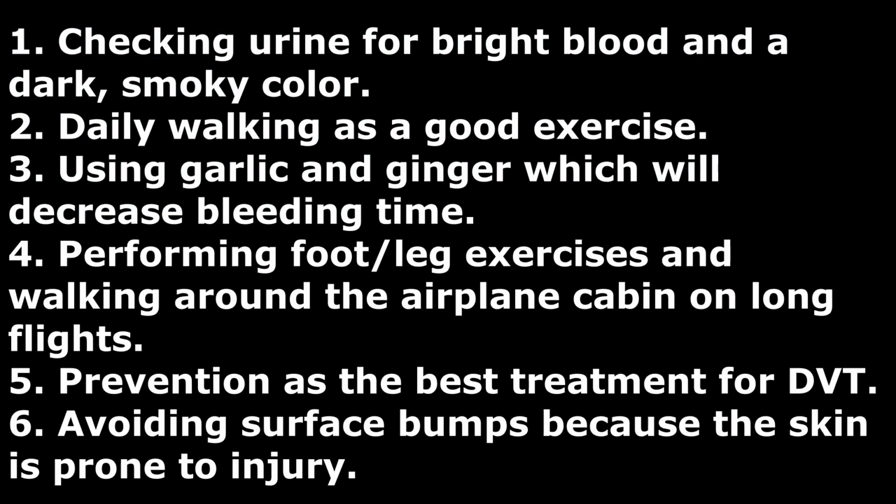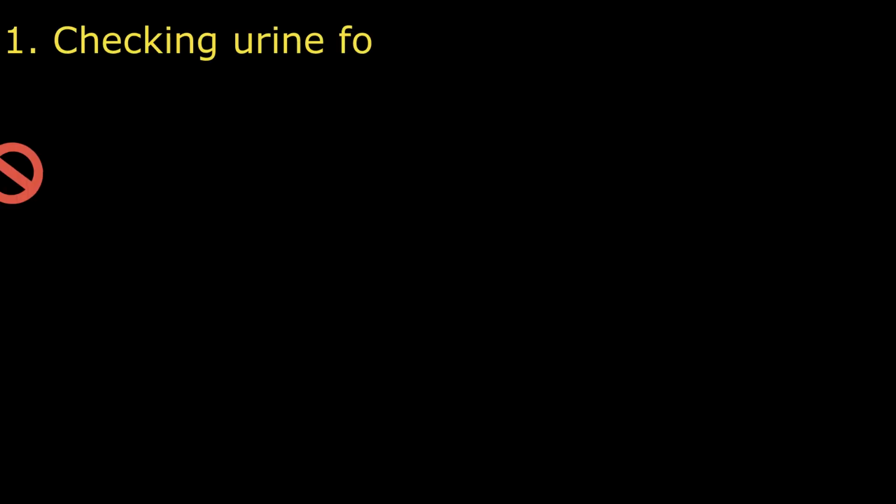Choice 1, checking urine for bright blood and a dark smoky color. Choice 2, daily walking as a good exercise. Choice 3, using garlic and ginger, which will decrease bleeding time. 4, performing foot-leg exercises and walking around the airplane cabin on long flights. 5, prevention as the best treatment for DVT. And 6, avoid surface bumps because the skin is prone to injury.